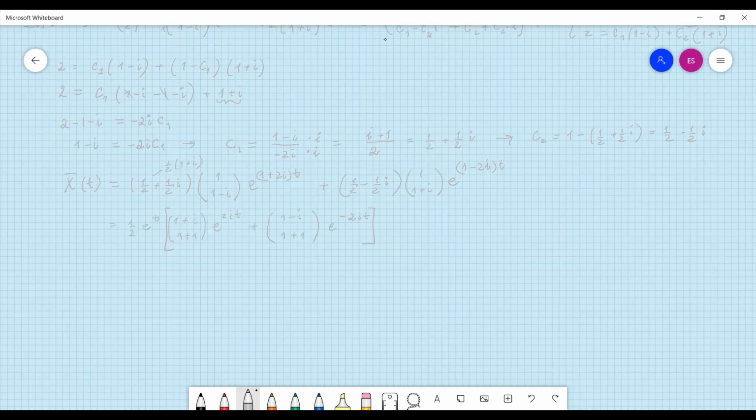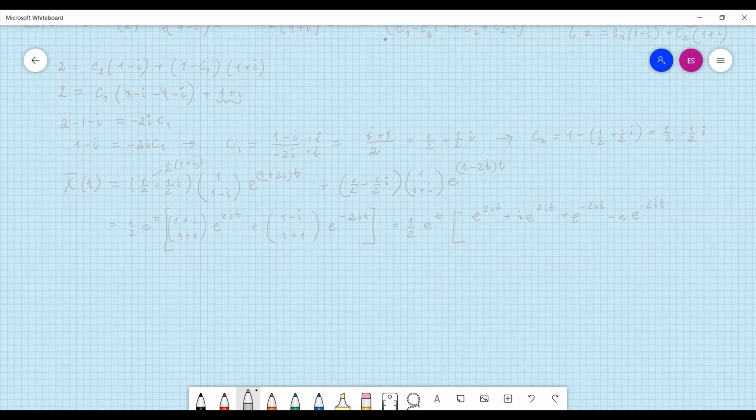Now what I'll need to do is simplify it a little bit further. I'm going to copy 1 over 2 and e to the power of t and multiply this e into the first line and combine everything into one vector. So I have e to the power of 2it plus i e to the power of 2it, and then plus e to the power of negative 2it, and minus i e to the power of negative 2it.